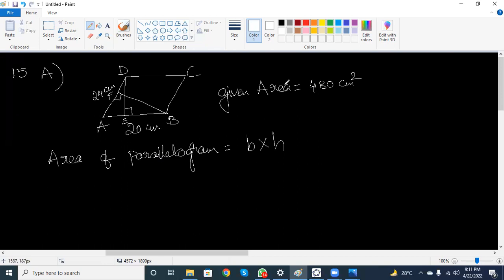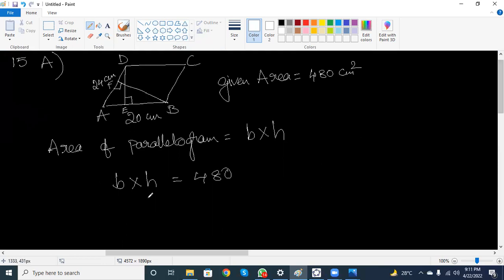So area of a parallelogram given as 480 and we know the formula B into H. So B into H is equal to 480. This is area given. This is our formula. So both areas we made equal. B we know. Let's take AB as a base. Then 20. Height is what for a? This base means this will be the height DE. This we need to find out.